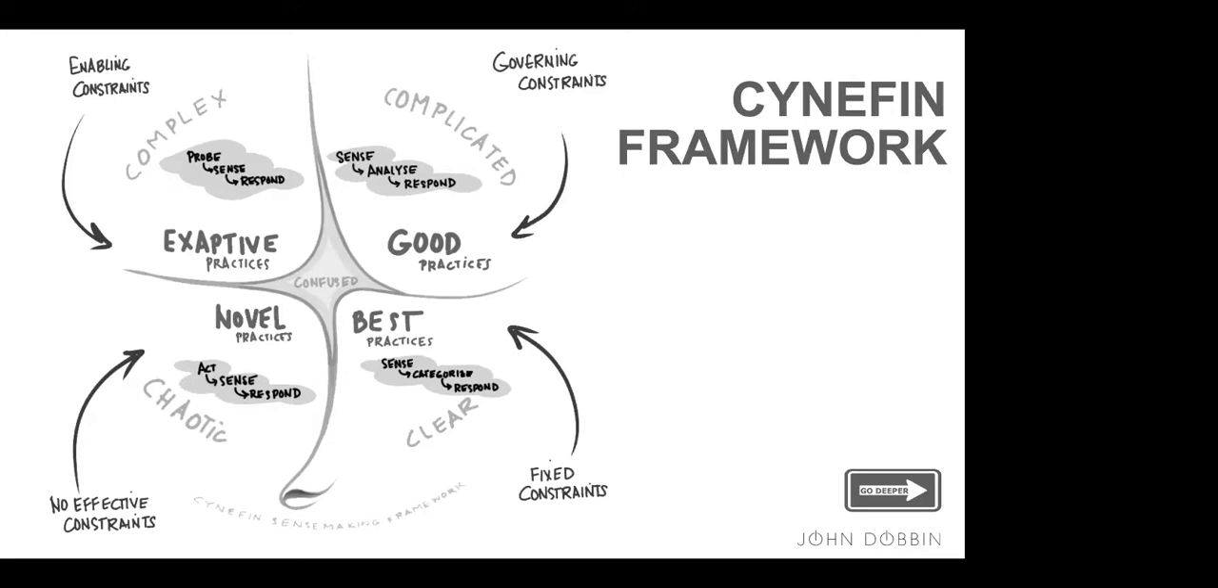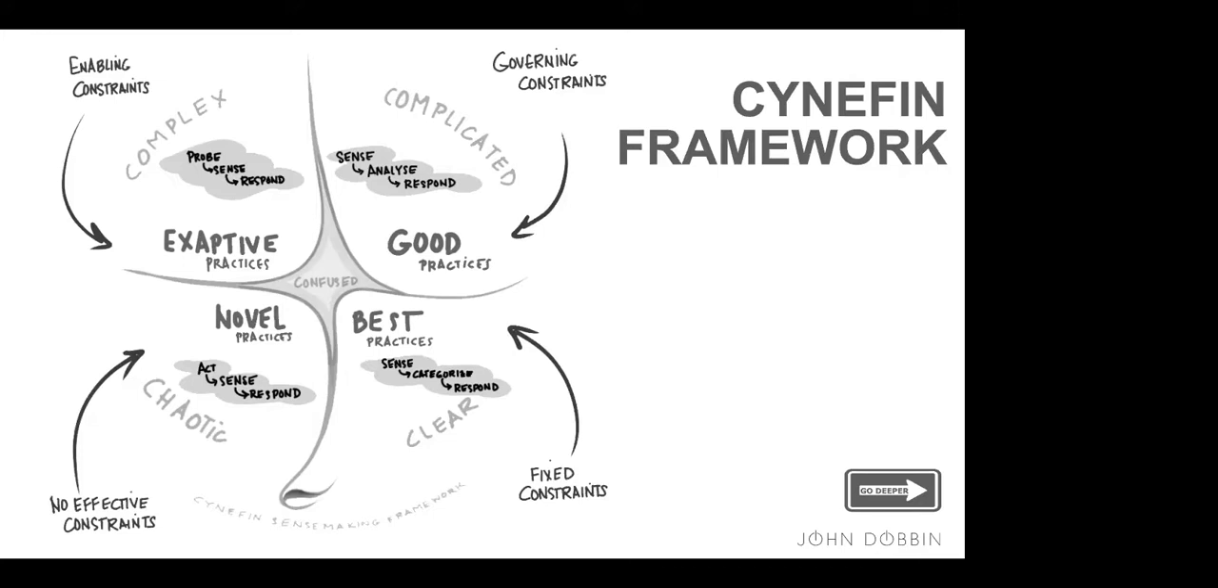And what we're really trying to do is take complex problems and move them into the complicated domain. What we're trying to do is run experiments and prototypes in order to move our problem from the top left quadrant into the top right quadrant. So it's a matter of trying to reduce the amount of uncertainty in our problems.